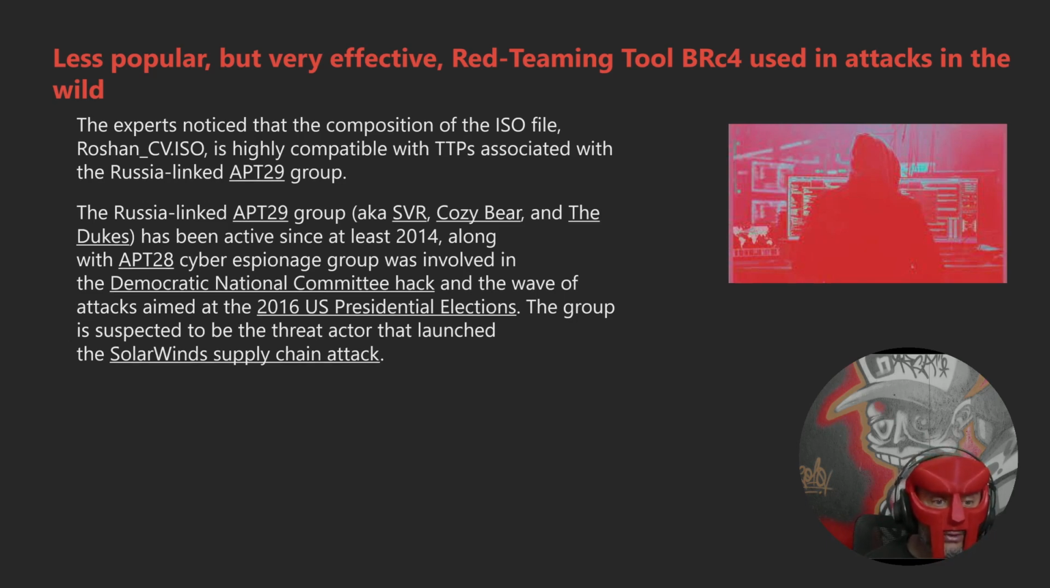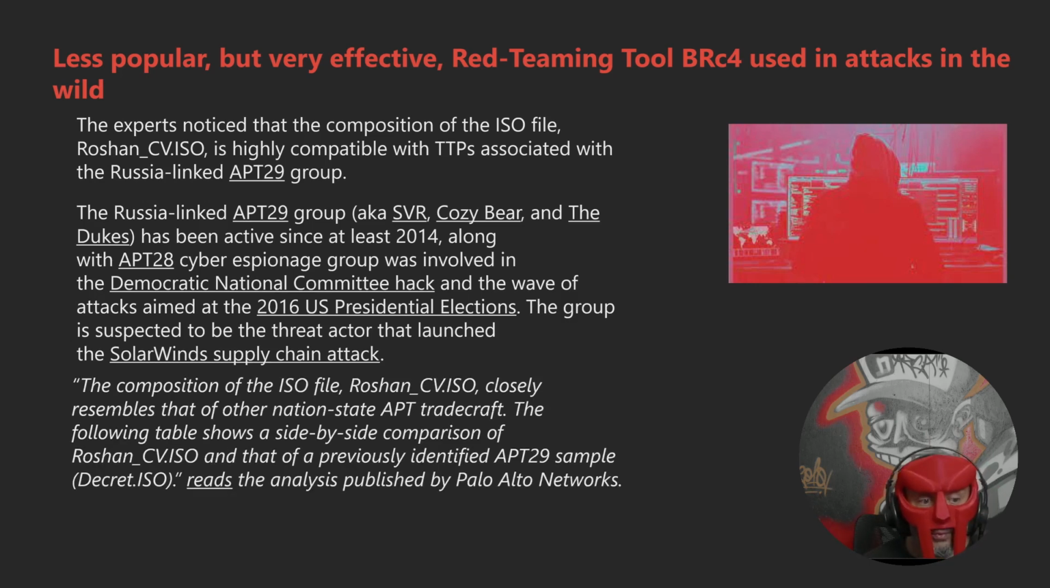Along with APT28, the cyber espionage group was involved in the Democratic National Committee hack and the wave of attacks aimed at the 2016 U.S. presidential elections. The group is suspected to be the threat actor that launched the SolarWinds supply chain attack. "The composition of the ISO file, Russian_cv.iso, closely resembles that of the other nation-state tradecraft. The following table shows a side-by-side comparison of Russian_cv.iso and that of a previously identified APT29 sample, decrypt.iso," reads the analysis published by Palo Alto Networks.